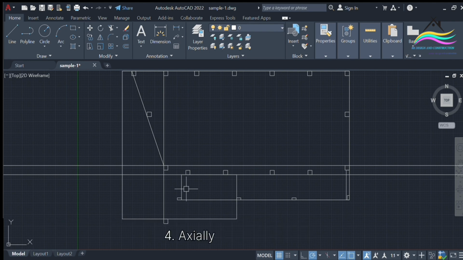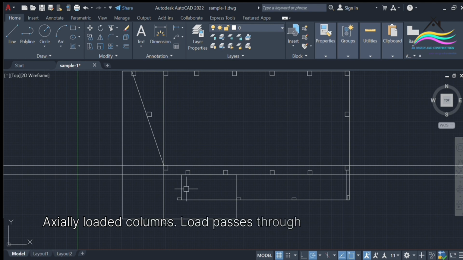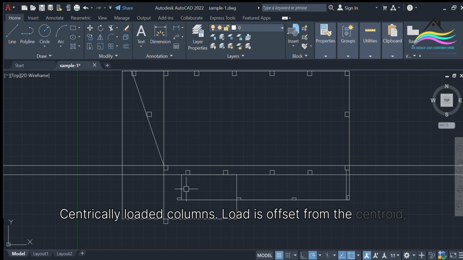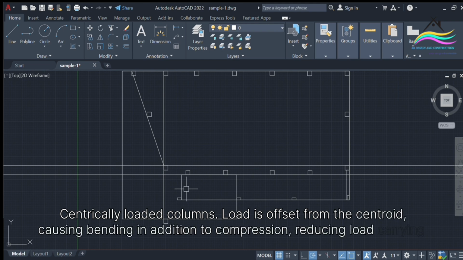4. Axially loaded versus eccentrically loaded columns. Axially loaded columns: load passes through the centroid, leading to uniform compression. They have maximum load capacity. Eccentrically loaded columns: load is offset from the centroid, causing bending in addition to compression, reducing load carrying capacity.